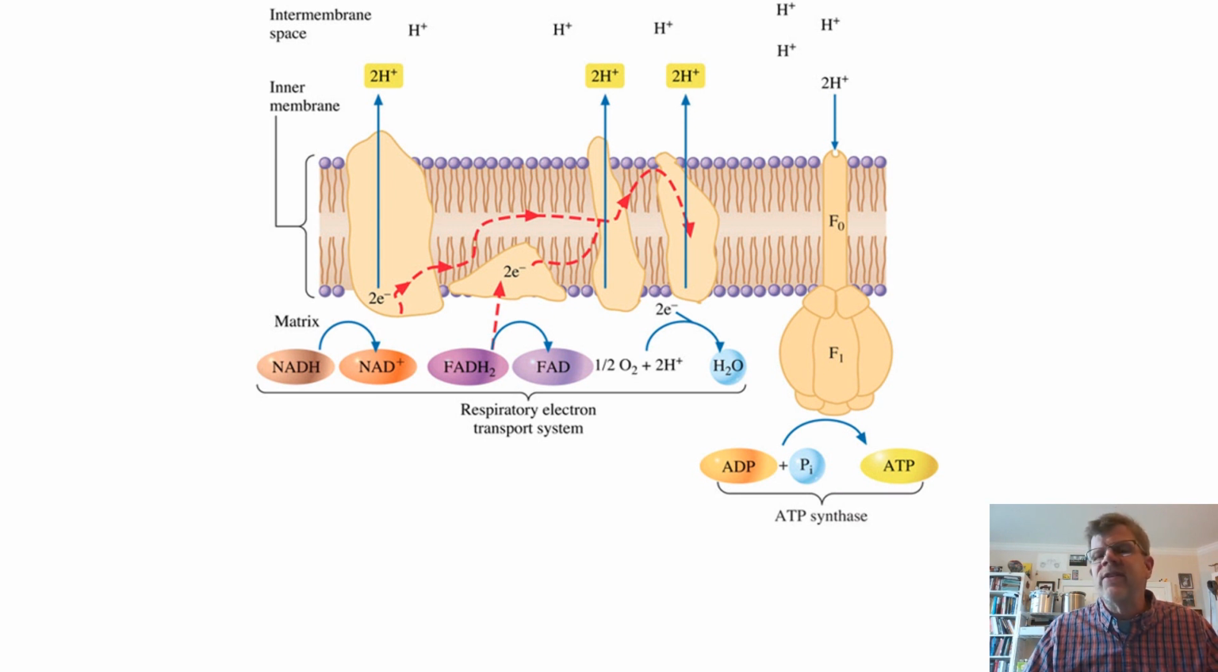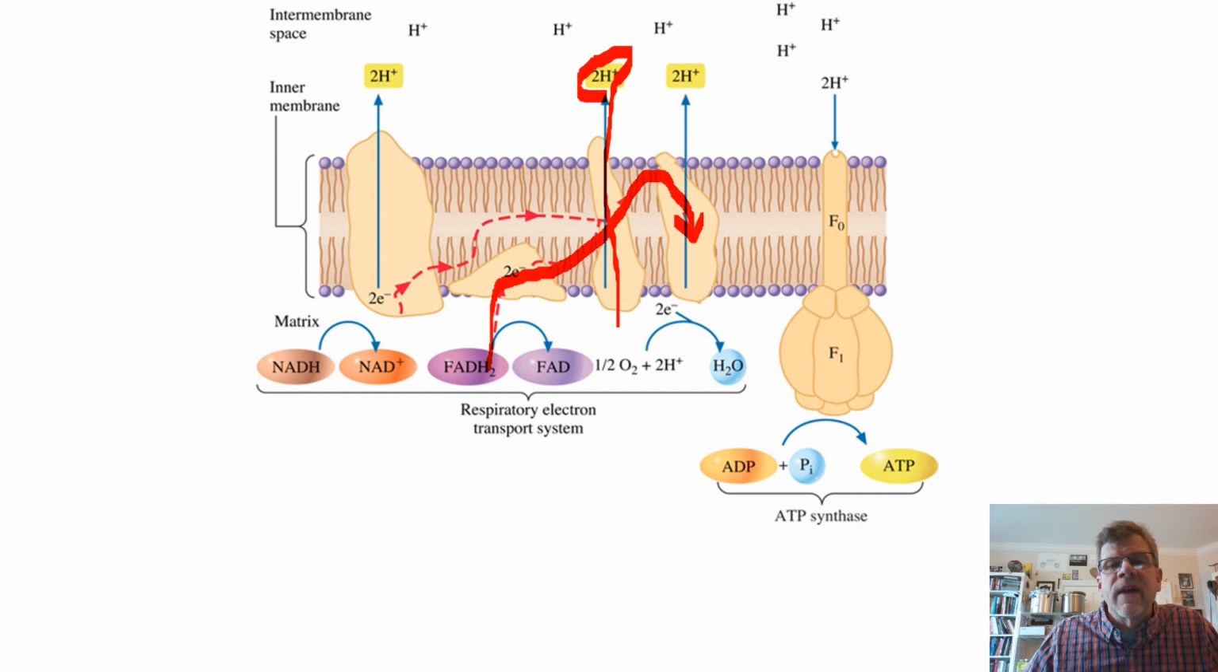FADH2 docks at a different protein in the electron transport chain. It docks its electrons at this second one here. And notice this one does not go all the way through the membrane. Thus, its 2 electrons, as they pass through this first one, cannot pump 2 hydrogen ions into the intermembrane space. It is only when they go through the last 2 that they are worth 2 electrons, pumping protons or hydrogen ions through that intermembrane space.